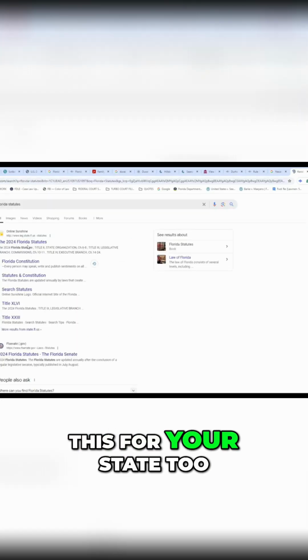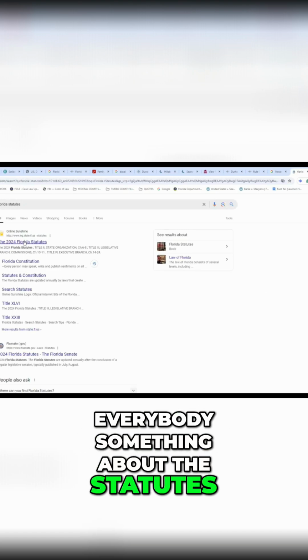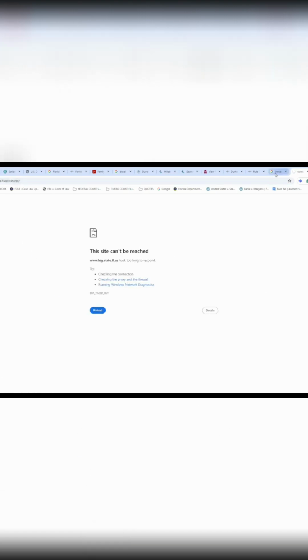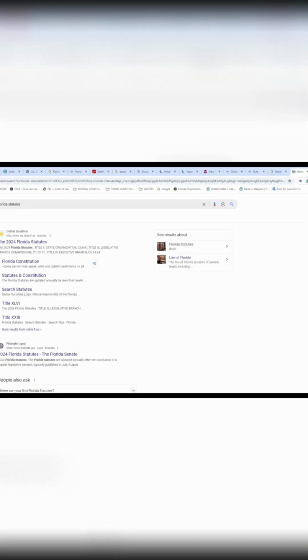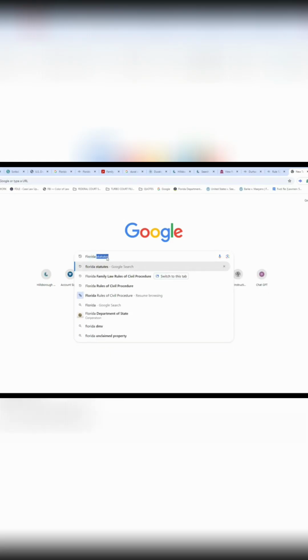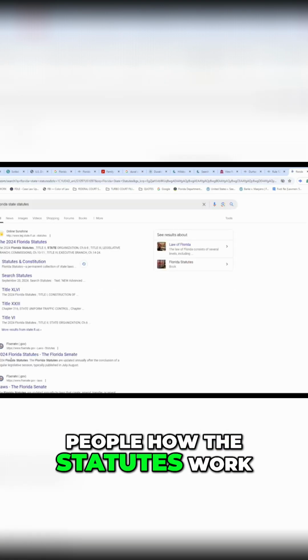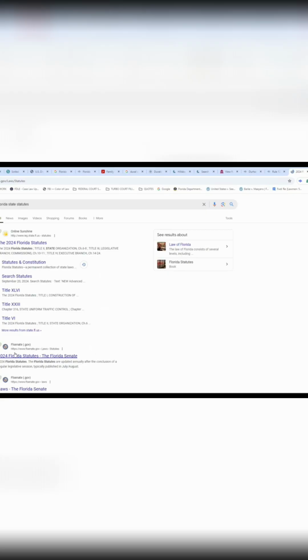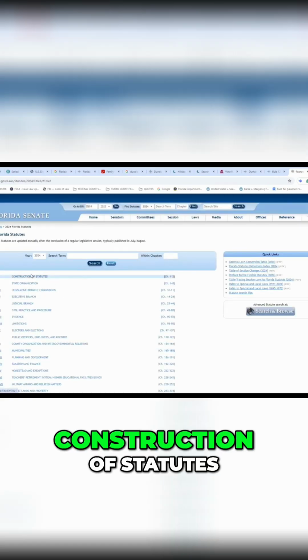And let me do this right here. And you can substitute this for your state too. I wanted to show everybody something about the statutes. I wanted to show people how the statutes work. Let me try this. My online, there we go, same thing. Construction of statutes.